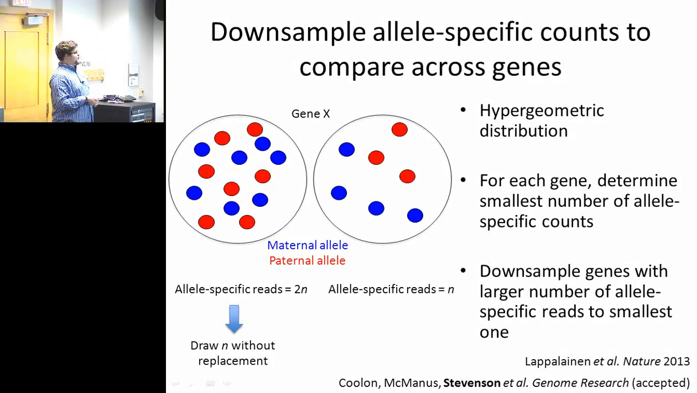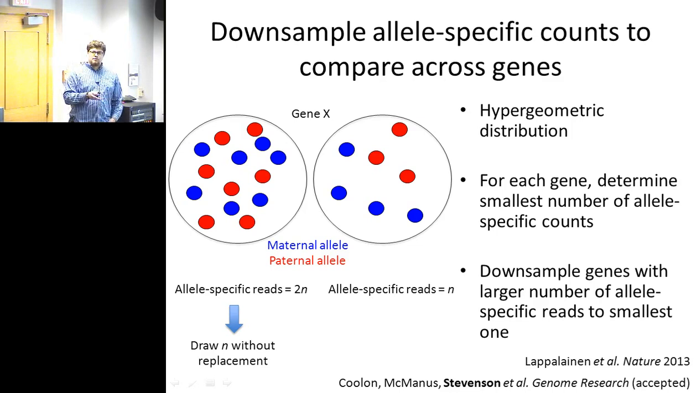So in this case, if we imagine for a particular gene between two samples, we actually have evidence of twice the number of allele-specific reads in one sample compared to another. It turns out we can use the hypergeometric distribution to draw n of these reads, n representing the number of allele-specific reads in the smaller sample. We can draw n reads from this sample without replacement and have a much more comparable set of allele-specific counts comparing these two samples.